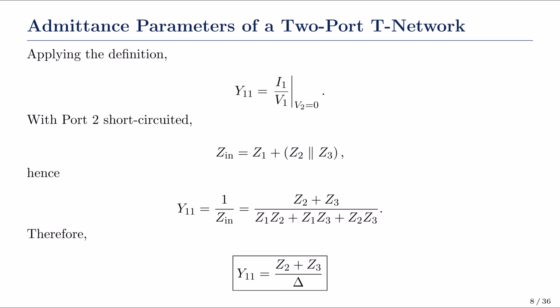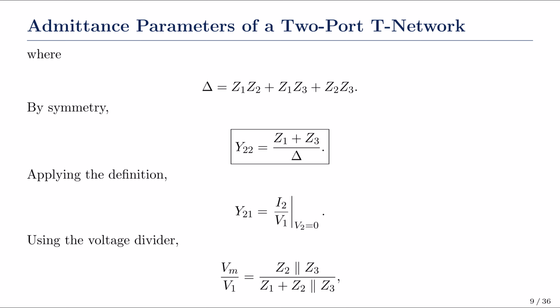Under this condition, the input impedance is the series impedance Z1 plus the parallel combination of Z2 and Z3. Taking the reciprocal of this equivalent impedance immediately gives Y11. To simplify the final expressions, we introduce the common denominator delta, which will appear in every element of the admittance matrix. Next, we derive Y22 and the transfer admittance Y21.